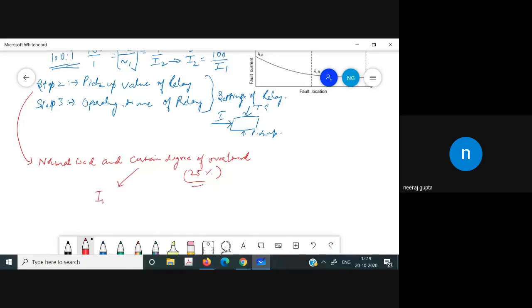Whatever the maximum load which we are allowing, this setting should be more than that. That is the first thing we have to take into consideration.